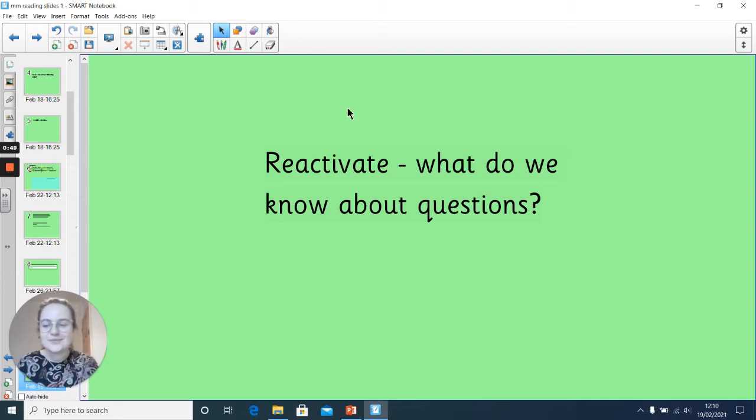Okay, so there are a number of things which you might know about questions. You might have said that they need to end with a question mark. Well done for correcting me, year ones. They have a question mark at the end and they might have a capital letter at the beginning. They would both be correct things about questions.